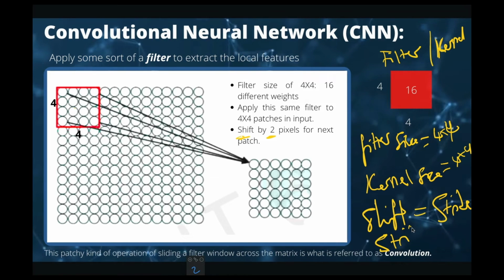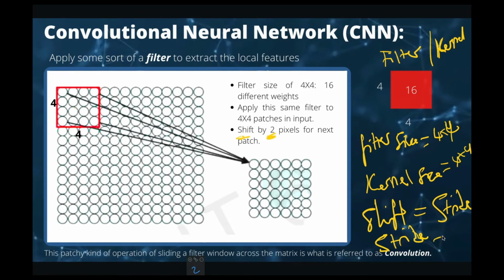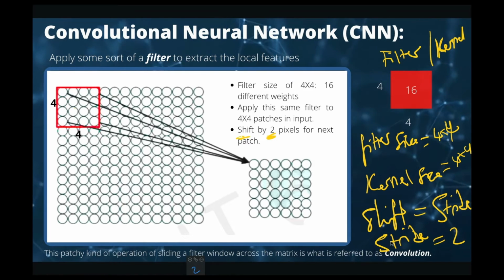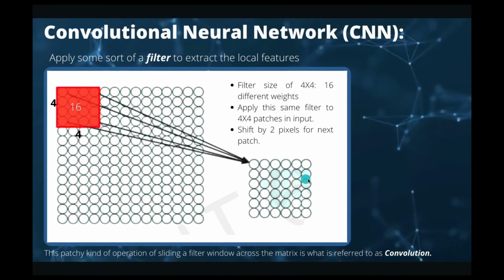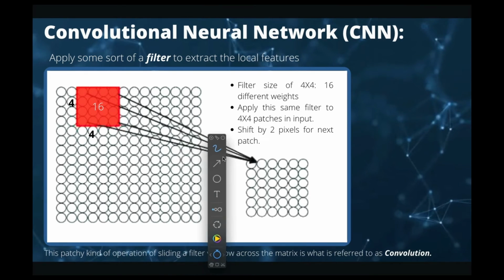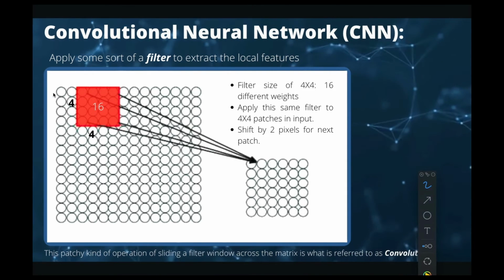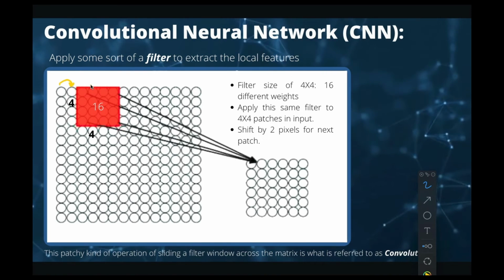So you need to specify the stride, right? In this case, we say the stride is equal to 2. You need to specify the stride to be something. So if we go back here, we shifted, we left 2 pixels over there, right? And then we came to the next one, right?